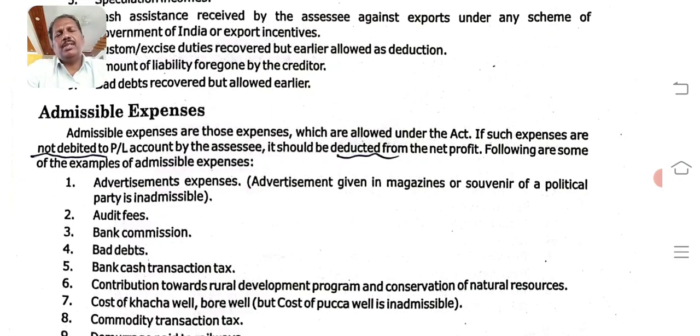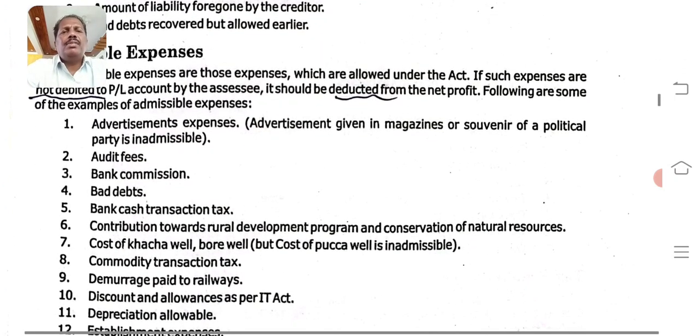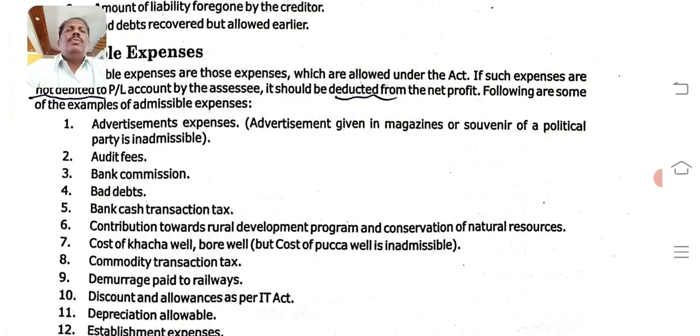Next, admissible expenses, allowable expenses. Admissible expenses are those expenses which are allowed under the Act. If such expenses are not debited to P&L account by the assessee, they should be deducted from the net profit. Following are some of the examples of admissible expenses. Advertisement expenses. Even advertisement given in magazines or somewhere of a political party is inadmissible.